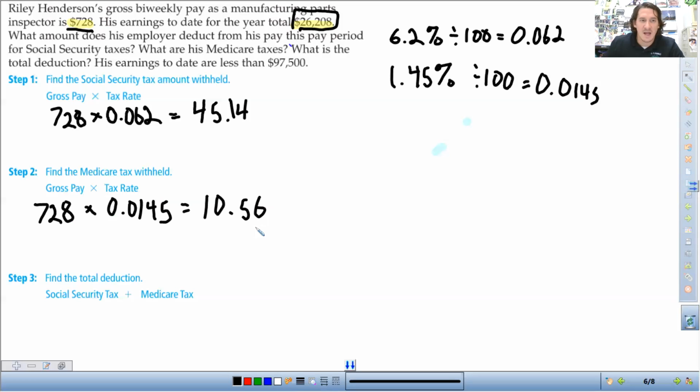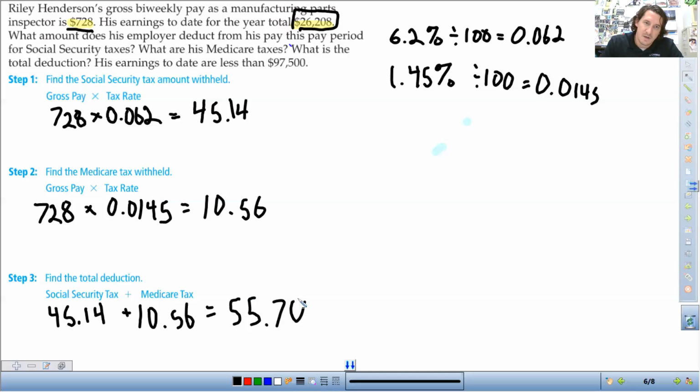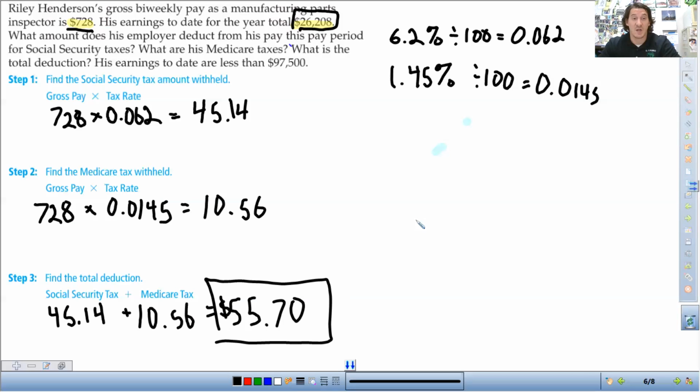And then you add these two. The total deductions for Social Security and Medicare: $45.14 plus $10.56 gives you $55.70. That's the total deducted from the paycheck for Social Security and Medicare. All right, let's do another one.